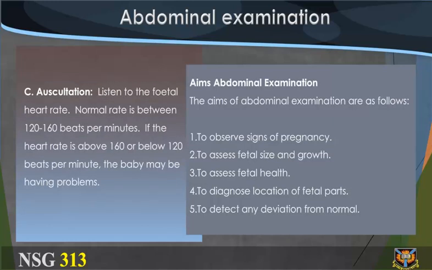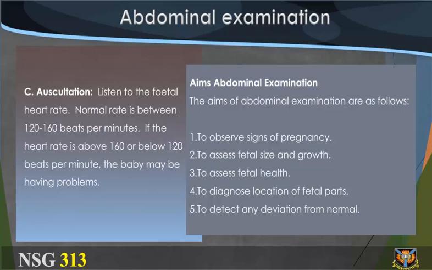C. Auscultation. Listen to the fetal heart rate. Normal rate is between 120 to 160 beats per minute. If the heart rate is above 160 or below 120 beats per minute, the baby may be having problems.